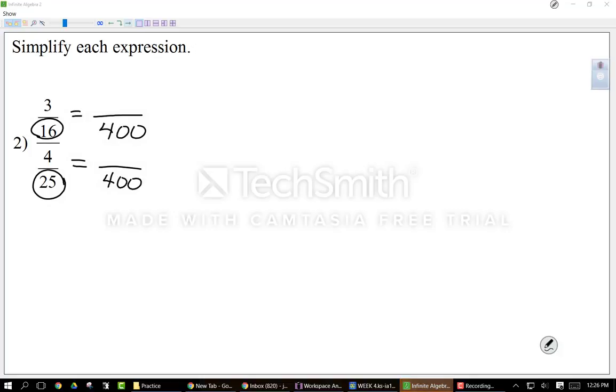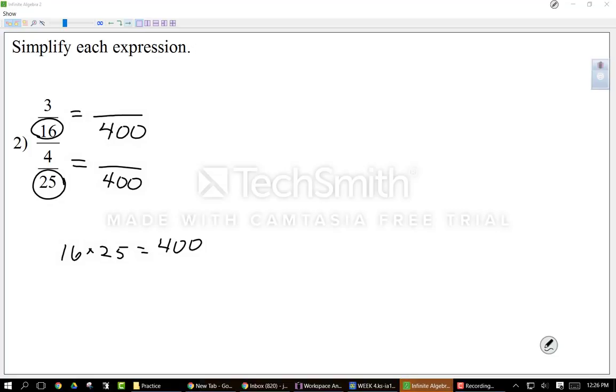Now, if you're having trouble finding the number that they can go into, 16 times what is 400 and 25 times what is 400, then if you get numbers that are quite large, you can actually just multiply the numbers together, and that would give you the number that can go into it, okay? Which is 400.